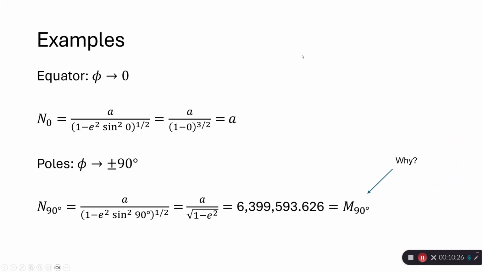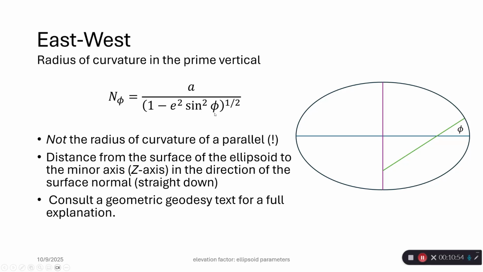Okay, so now let's compute some radii of curvature in the prime vertical. Again, let's start with the equator. So phi goes to 0. Well, the sine of 0 is 0, and so the denominator just turns into 1. And we see that the radius of curvature in the prime vertical at the equator is equal to the length of the semi-major axis. That's completely consistent with the intuition that we were developing, that the radius of curvature in the prime vertical is the distance from the ellipsoid to the minor axis. Well, at the equator, that has to be the semi-major axis.